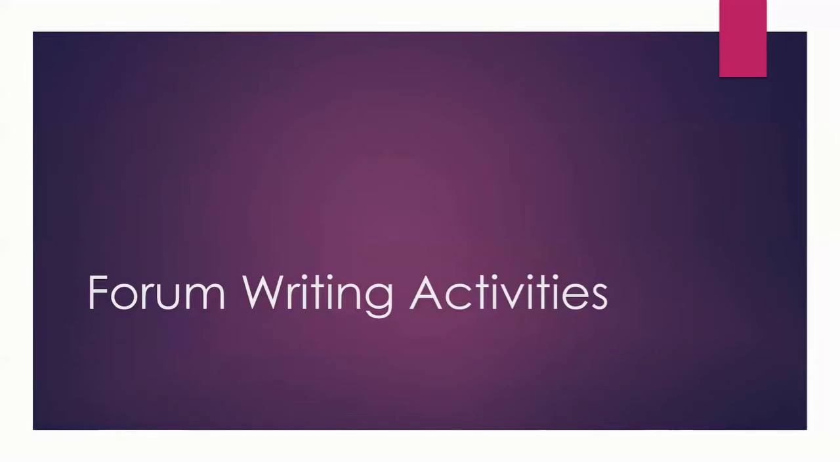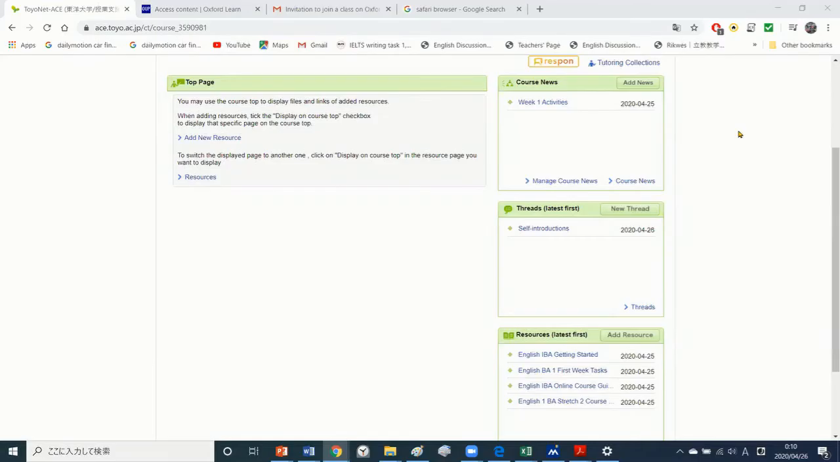Finally, I'd like to talk about the forum writing activities. In weeks 1, 3, 4, 5, 8, 10, and 12, you will have a writing activity. The writing activities will be completed in the forum. You can find the threads for the writing activities in this box here in ToyoNet ACE. Let's take a look at the writing activity for week 1.